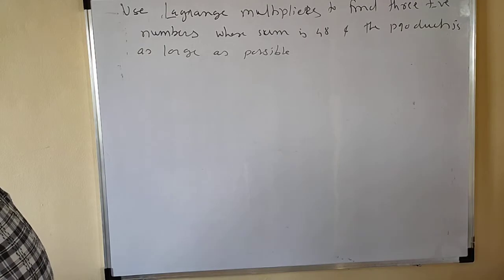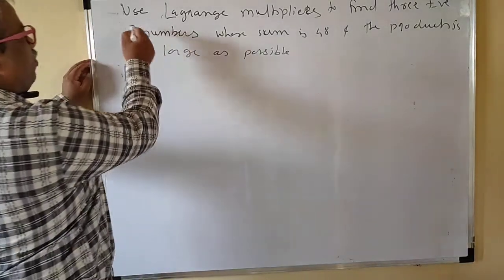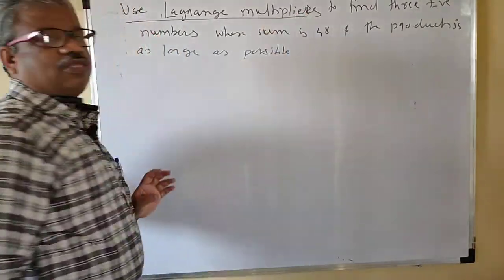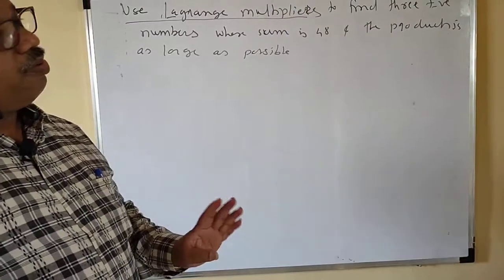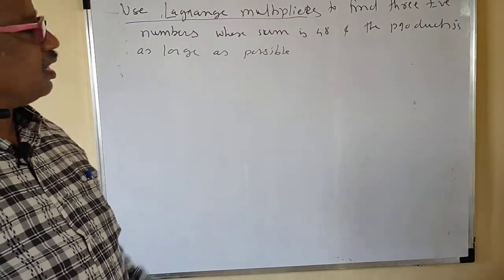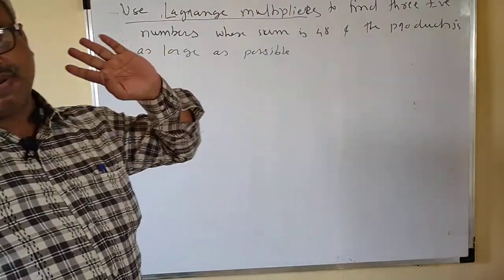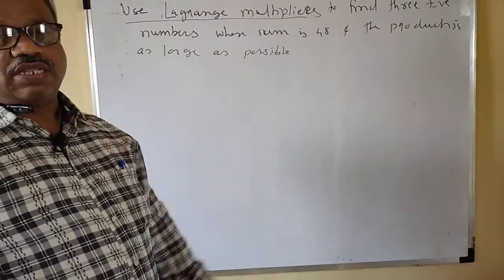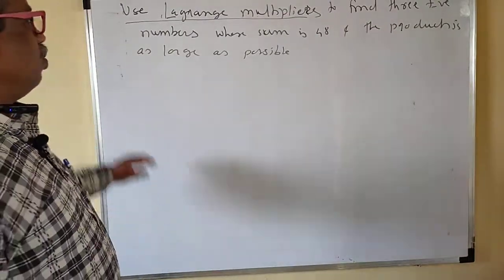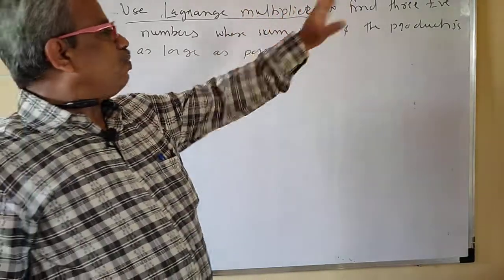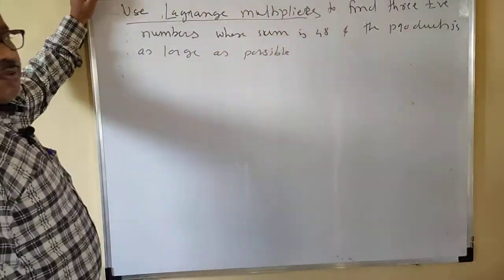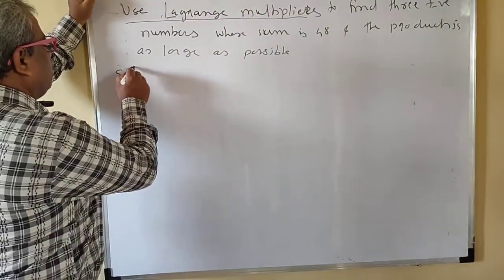Now, this is given. If this is not given, then you are free to apply any method. But here Lagrange's method is given to you. You need the f of x y z and you need the g of x y z. So what do I have to do? We have to find three positive numbers. So we write the solution.